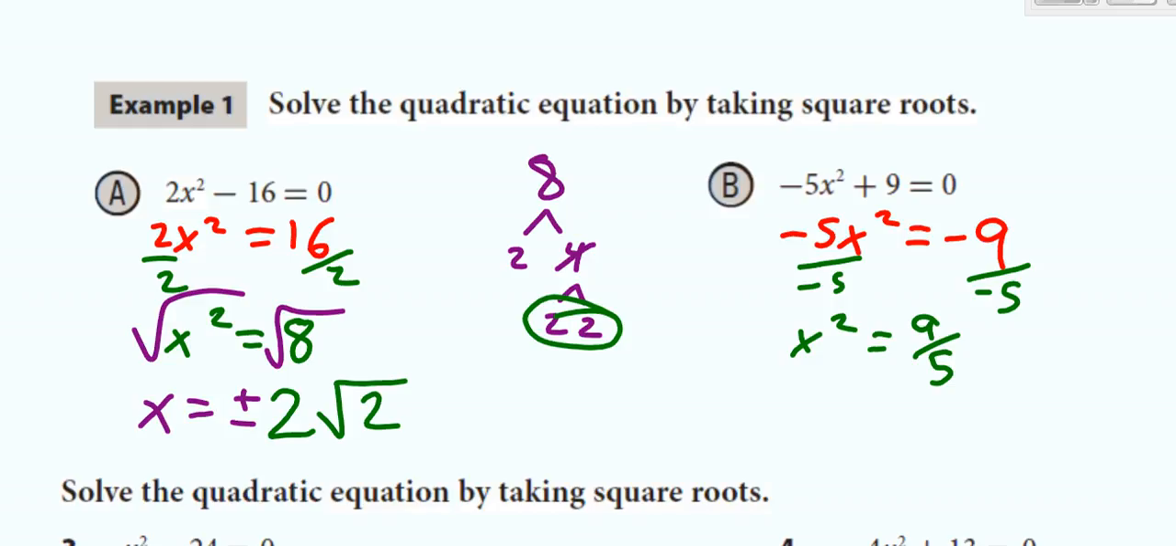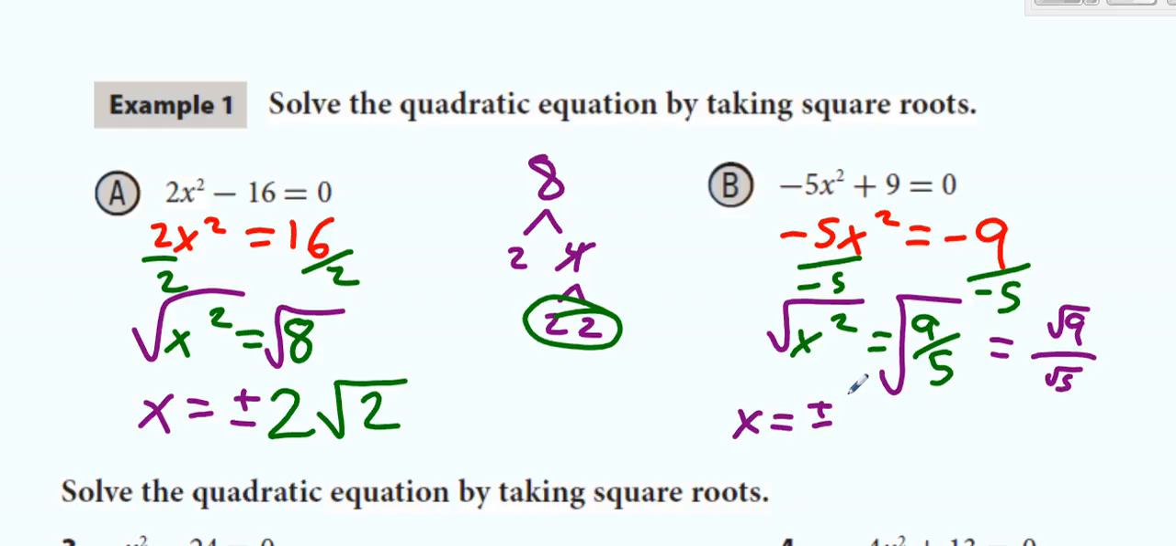And then we're trying to get rid of the squared, so we're going to square root it, which means we're going to have to do plus or minus. We'll get x equals plus or minus. When you're doing the square root of a fraction, you can do the numerator and denominator, the top and the bottom, separately. So square root of 9, square root of 5, you can do them separate. So square root of 9 for the top, the numerator, is 3. And then square root of 5 does not reduce, doesn't simplify, it's just square root of 5.